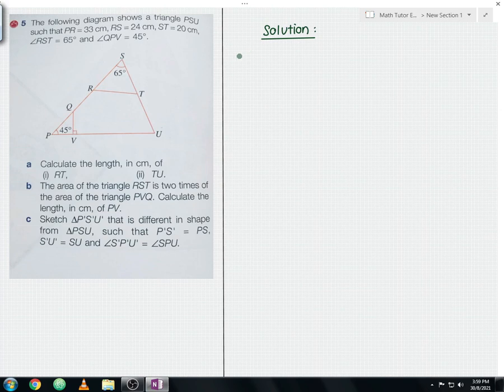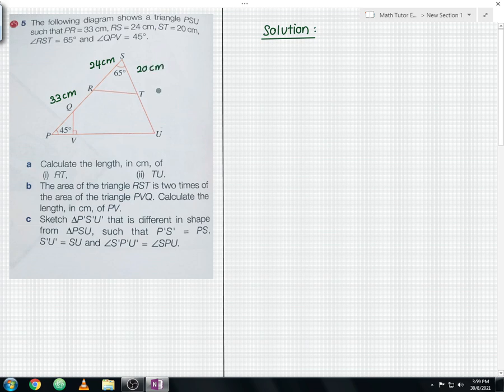Before we proceed with our discussion for the question A part 1, where we need to find the length of RT, let me label all the lengths given by the question. Let us start with PR. In this case, PR is 33 centimeter, followed by RS, in this case 24 centimeter, and then ST is equal to 20 centimeter.